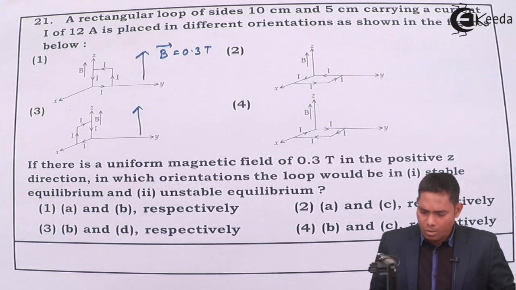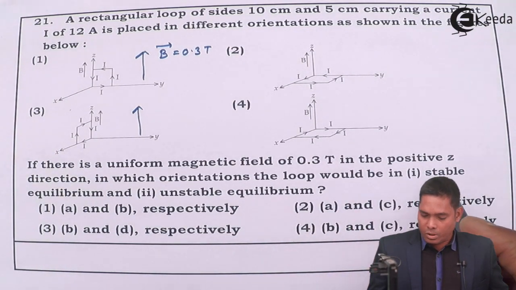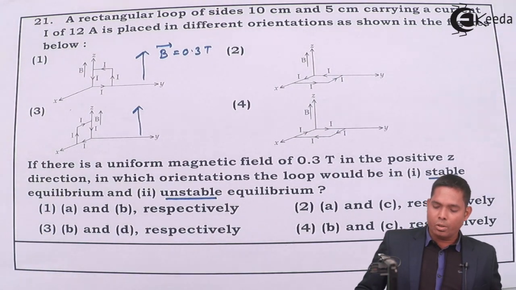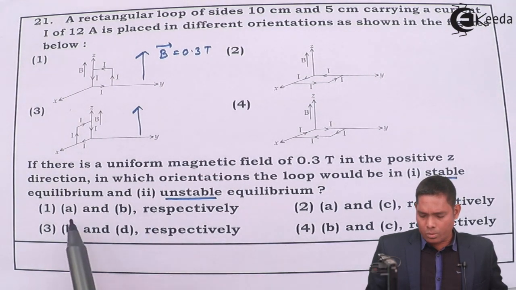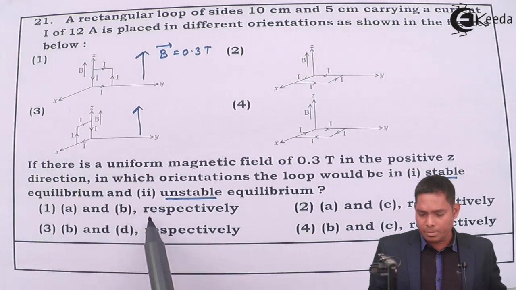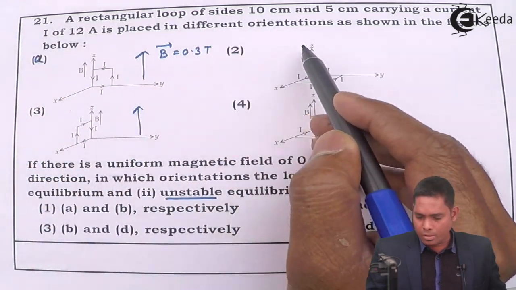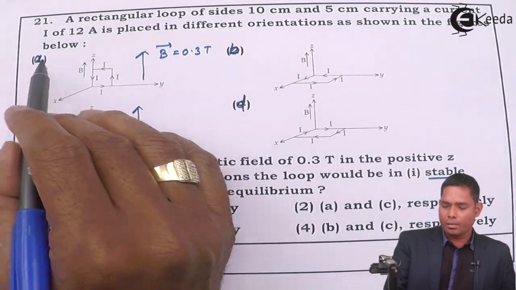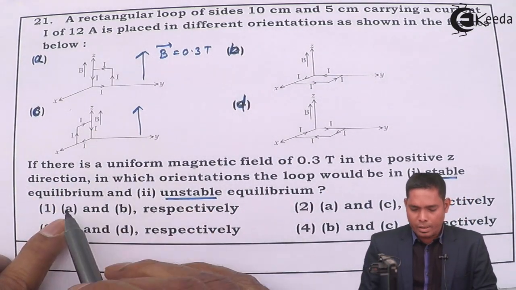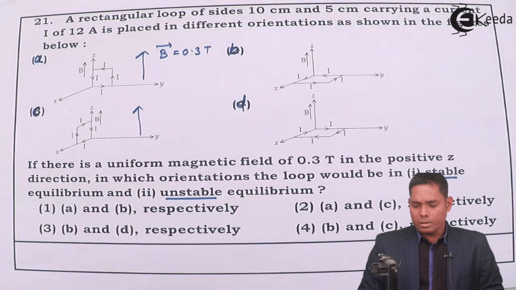Now, in which orientations would the loop be in stable equilibrium? The first one is asking about the stable equilibrium, and the second one is unstable equilibrium. So you have two answers, one for stable and another for unstable equilibrium. Now, if you see the options, option 1 says A and B respectively. I'll write this as A, this as B, this as C, and this as D. So whether the answer is A, B or the answer is A, C, like that. You have to find which one is the correct option.